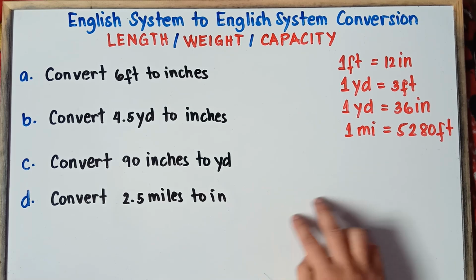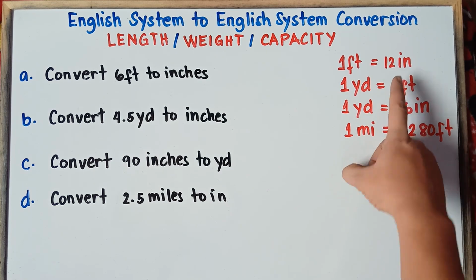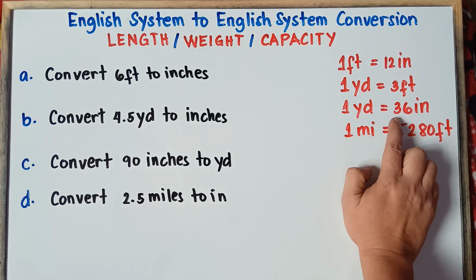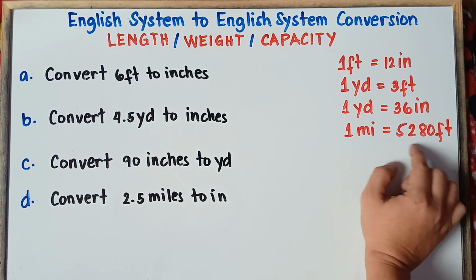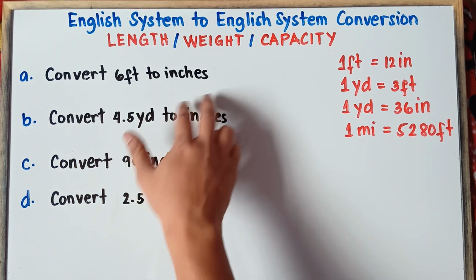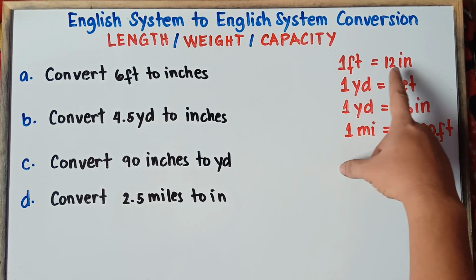So these will be the following conversions for the unit length. We have 1 foot is equal to 12 inches, 1 yard is equal to 3 feet, 1 yard is equal to 36 inches, and then 1 mile is equal to 5,280 feet. So let's start with letter A, convert 6 feet to inches. Do we have feet to inches conversion? Yup. 1 foot is equal to 12 inches.